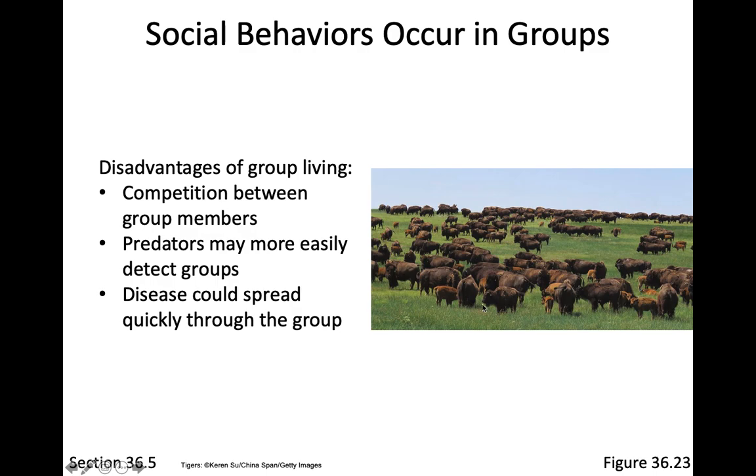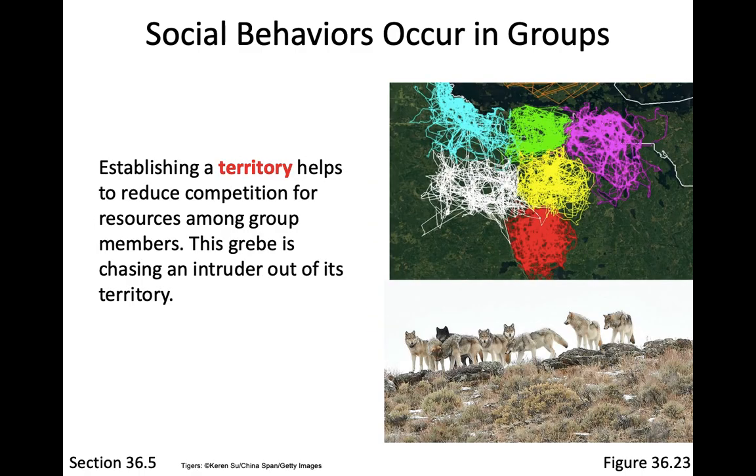So the disadvantages of living in a group. There's competition. You have to fight with people in your group for limited resources. That makes perfect sense. Limited mates. Predators can see big groups of buffalo walking through the prairie. Wolves can track you down pretty easily. And also, if this buffalo right here is sick, it's pretty likely that he's going to get everybody else sick. Whereas if you lived by yourself or in a very small group, it would be easy to stay away from those diseases. Diseases move quite quickly through large groups.